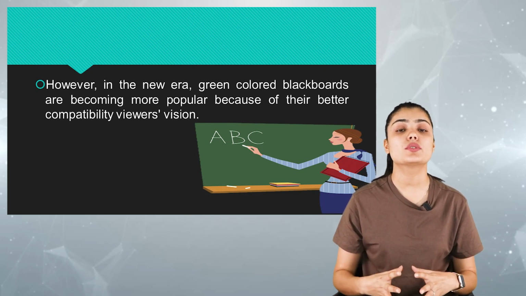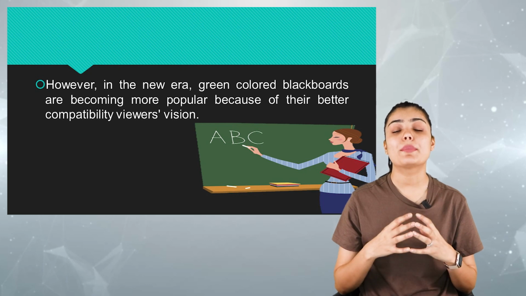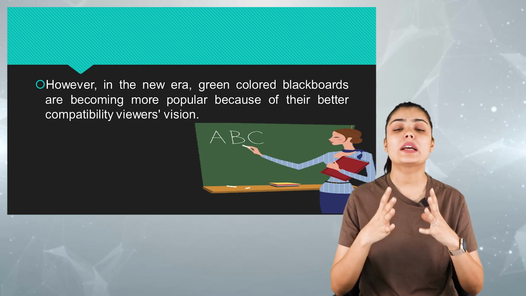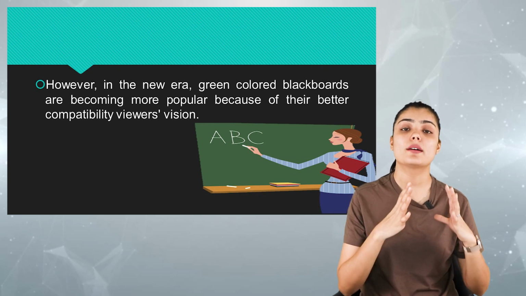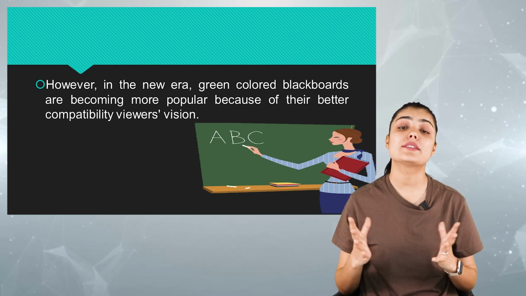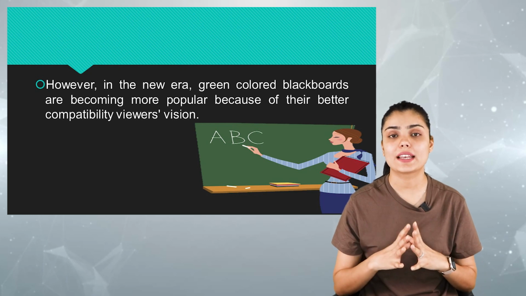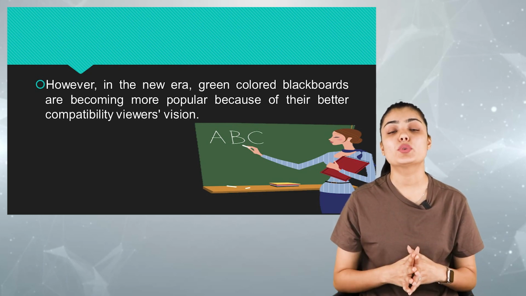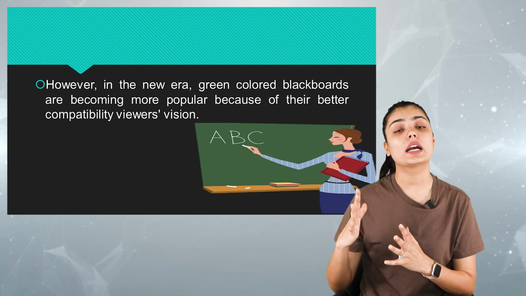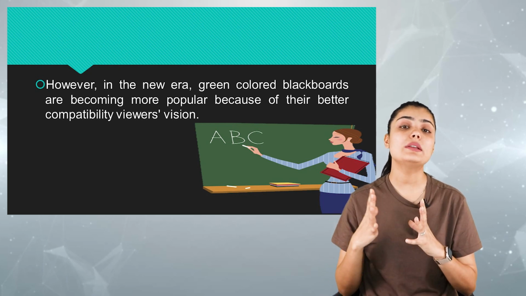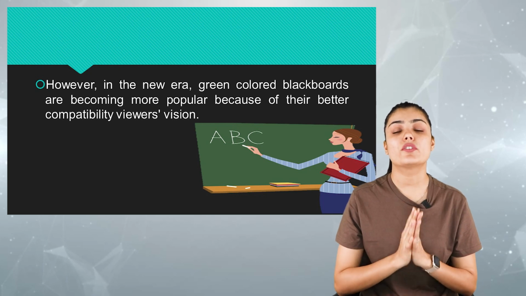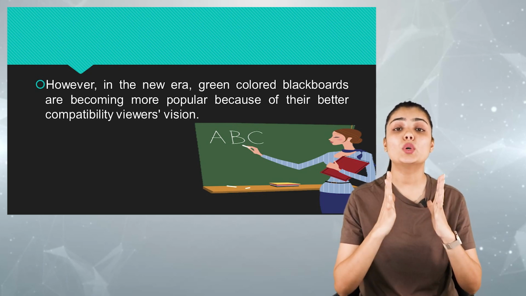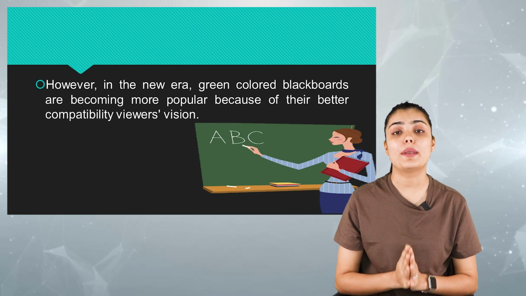In this era today, green color boards are becoming more famous because of the better visibility. As we have said, a blackboard, as the term itself suggests, is a board that is black in color and is usually used in education. Nowadays, there are green boards as well. Green boards are becoming more famous because the viewers will be able to visualize what is written on the board more clearly than on a blackboard.